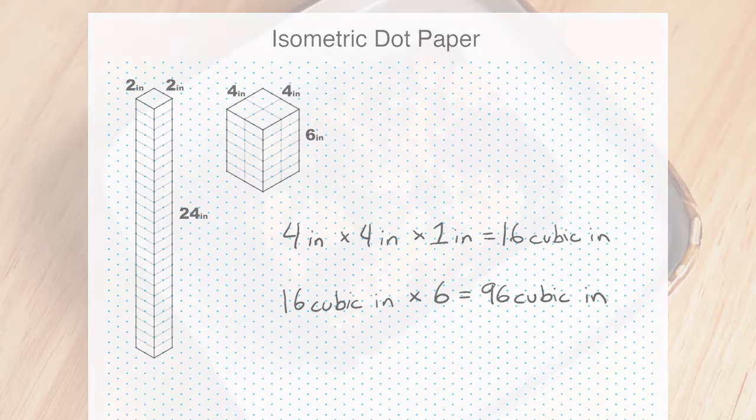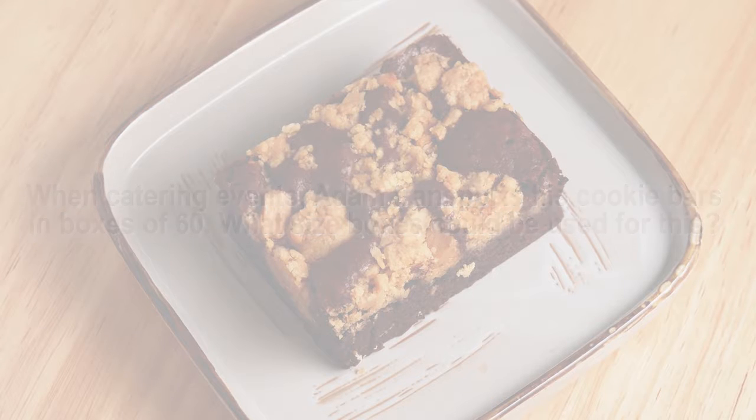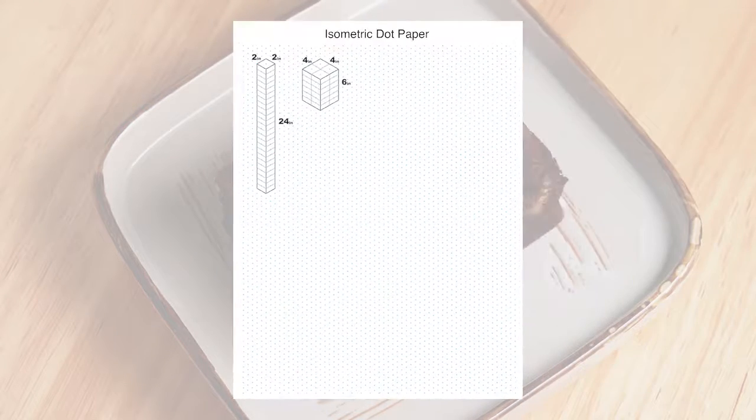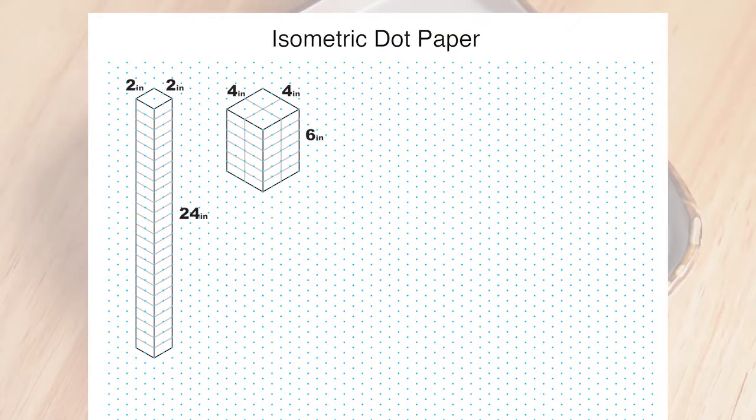Next, let's examine another scenario. When catering events, Adam transports his cookie bars in boxes of 60. What size boxes could be used for this? The process for solving this question is identical to the process we followed for the previous question. Because of this, some students may be tempted to use the same basic box shape they used in the previous question. For example, if they calculated the single stack box just as we did, they might simply calculate another single stack box for this second question.